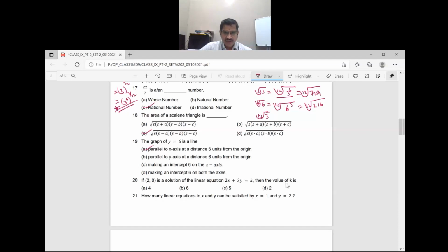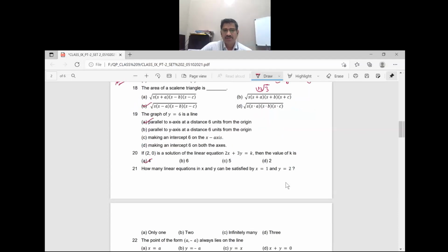Next, 20th question: (2, 0) is a solution of the linear equation 2x plus 3y equals k. Substitute (2, 0) there, and the k value becomes 4. So 2 into 2 is 4, 3 into 0 is 0, 4 plus 0 is 4, so k equals 4. This is a very simple question.